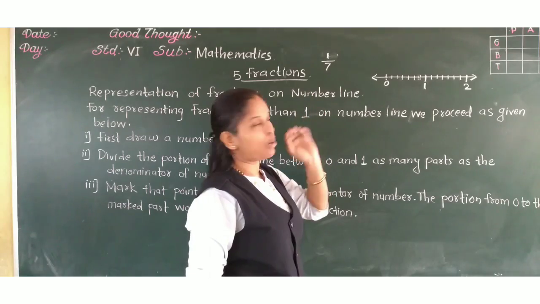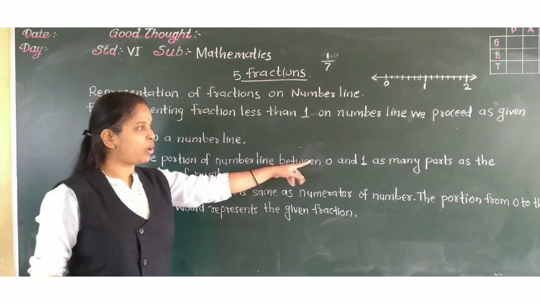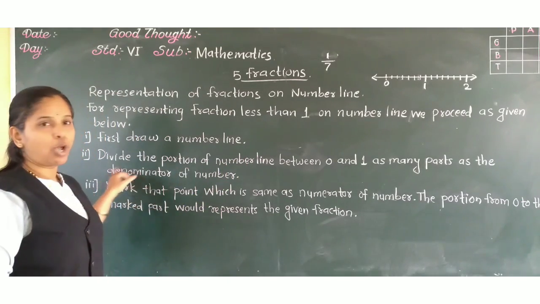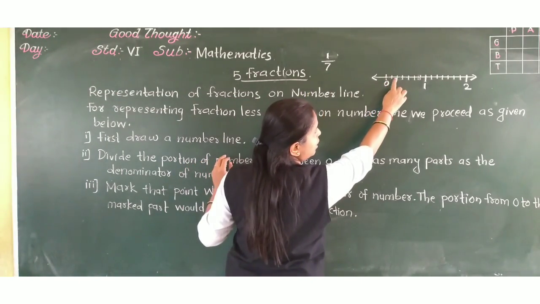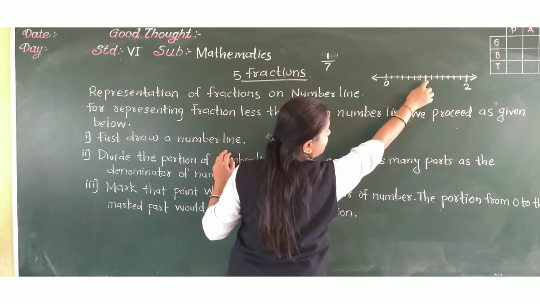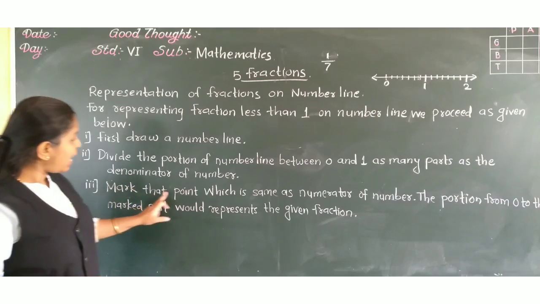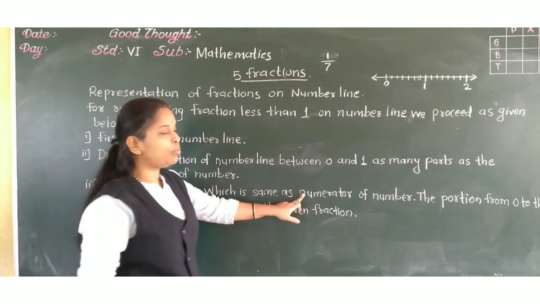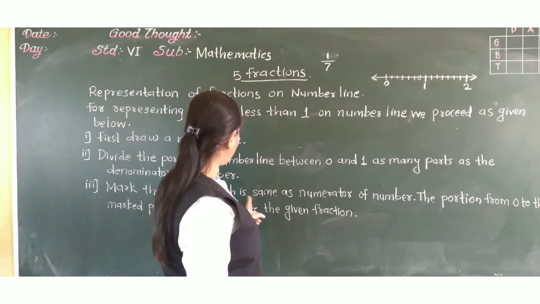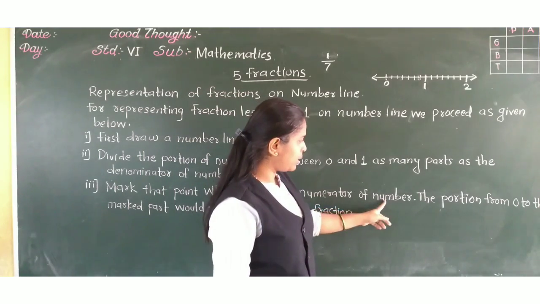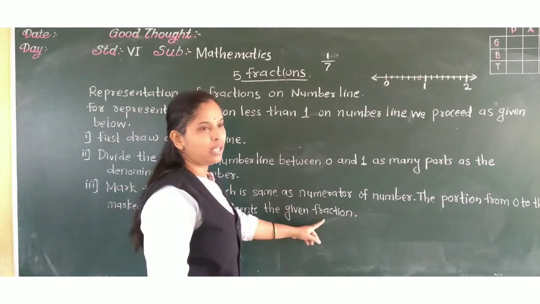So, see here 1 upon 7. Where will we show 1 upon 7? Now second step, divide the portion of number line between 0 and 1 into as many parts as the denominator of the number. Now since denominator is 7, here how many parts? 1, 2, 3, 4, 5, 6, 7 parts between 0 and 1. Then what is third, see? Mark that point which is same as numerator. Now what is numerator? 1. So mark the point which is same as numerator of the number. The portion from 0 to the marked point would represent the given fraction.